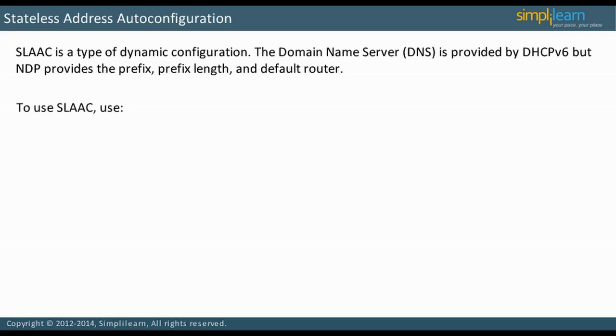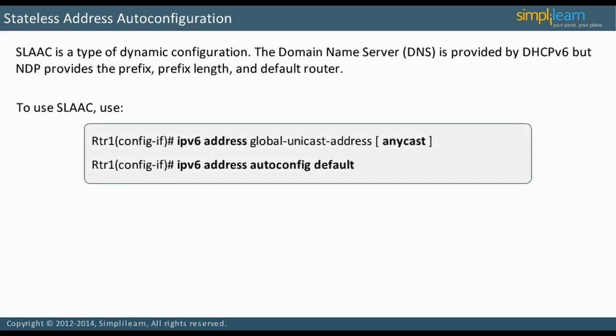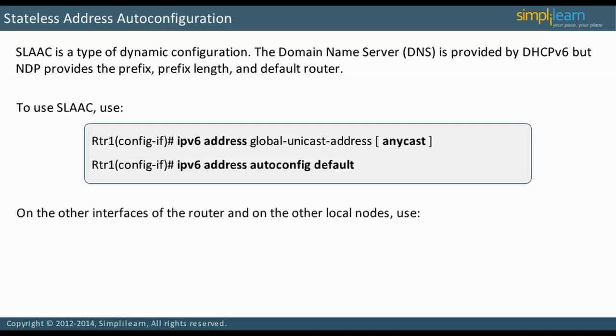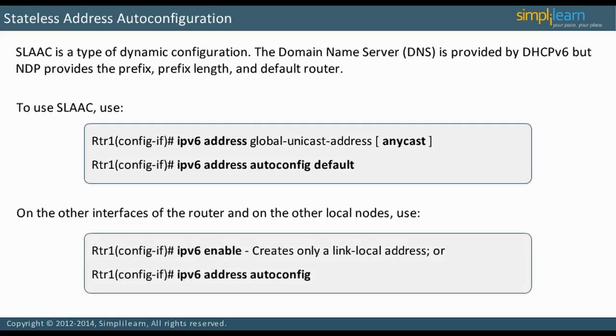To use SLAAC, at least one router must be configured for IPv6 routing and have an IPv6 address. On the local router interface, manually configure the IPv6 address, then enter the command ipv6 address autoconfig default. On the other interfaces of the router and on the other local nodes, either create only a link local address with ipv6 enable, or have both a link local and global unicast automatically generated with the ipv6 address autoconfig command.